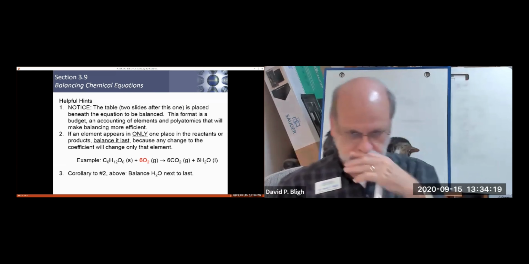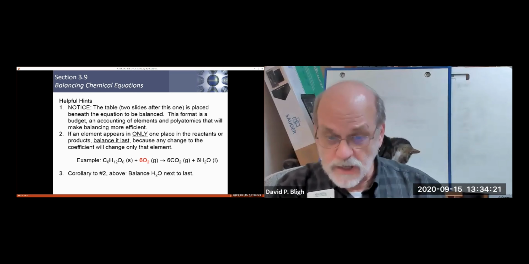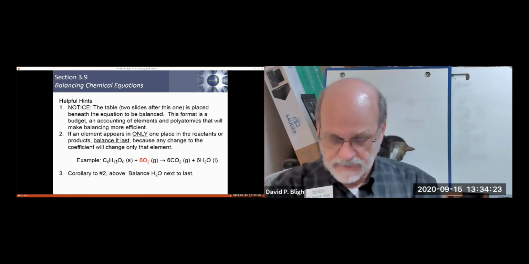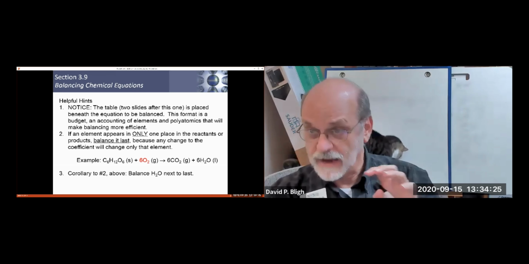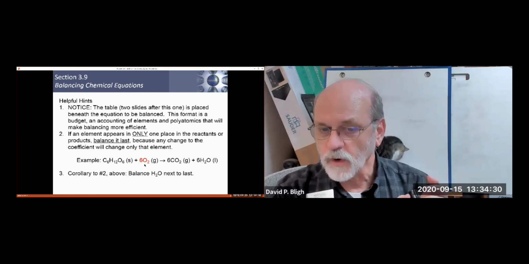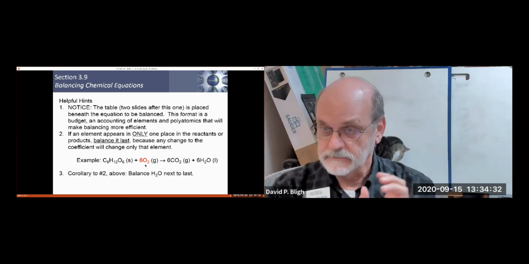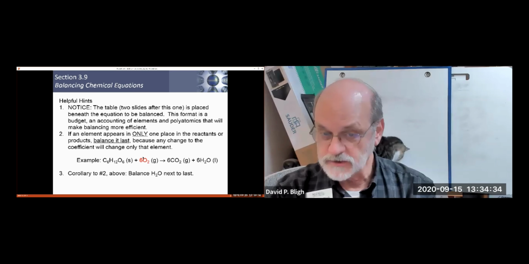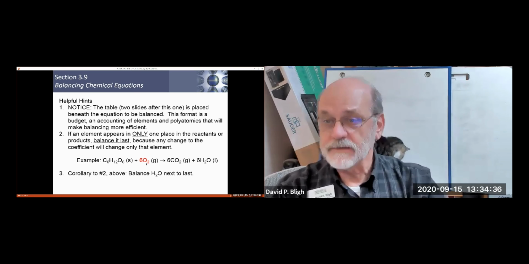Okay. When you're balancing an equation, in addition to noticing whether you have polyatomic ions that can be used as balancing groups, look for elements that are by themselves. Here, oxygen is by itself. Always save those till last.